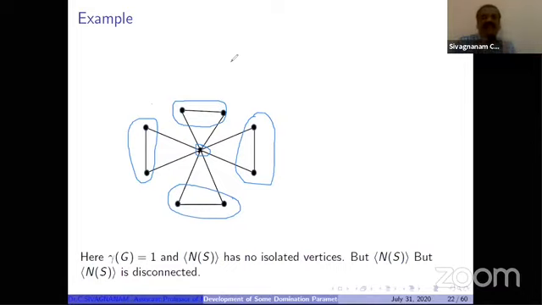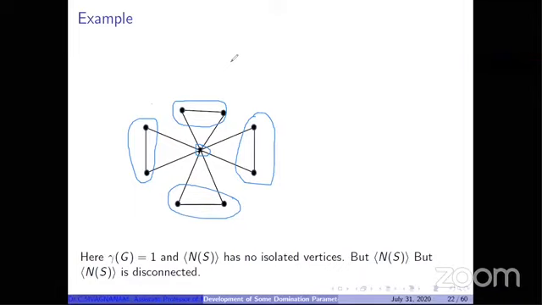So it is a disconnected graph, but this graph does not contain an isolated vertex. In the previous example, C7, the graph NS contained an isolated vertex. But in this graph, NS does not have isolated vertices, but NS is disconnected. So using these two concepts, we are developing the new domination parameter.